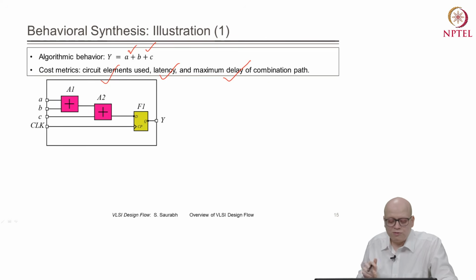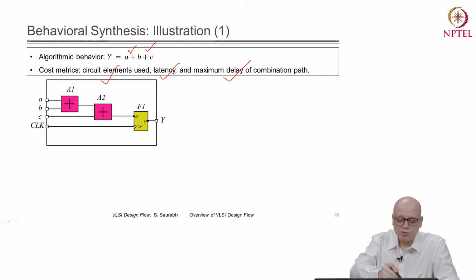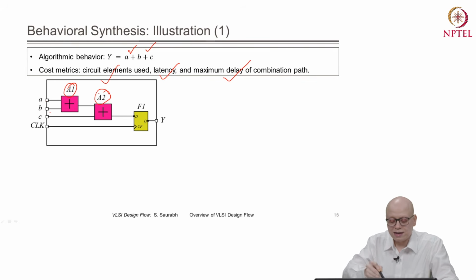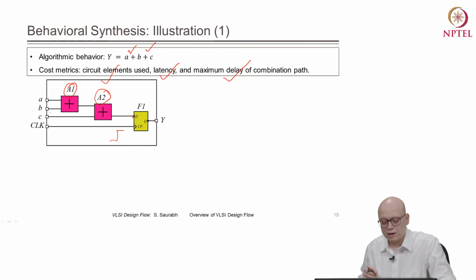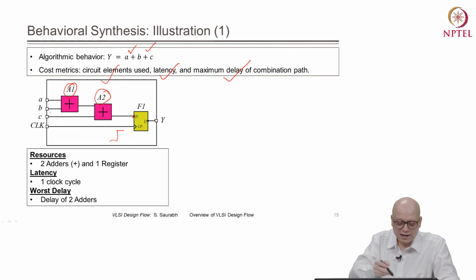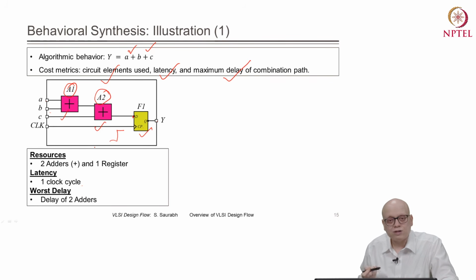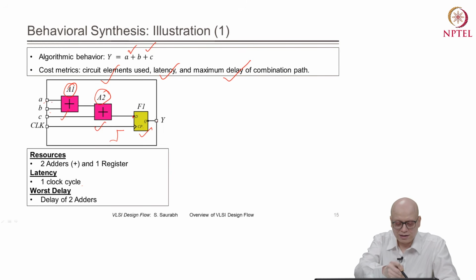So one of the implementations can be that we have two adders, a plus b is performed by a1, then the result goes to the next adder, and we get the result which goes to the D flip flop, and whenever the clock edge comes, the result is available at y, right. And for this implementation, we can compute the cost as resource use of two adders and one register, and the latency is 1 clock cycle, because if we make one change at the input, the output will be available in the next clock cycle. That change will be available in the next clock cycle.